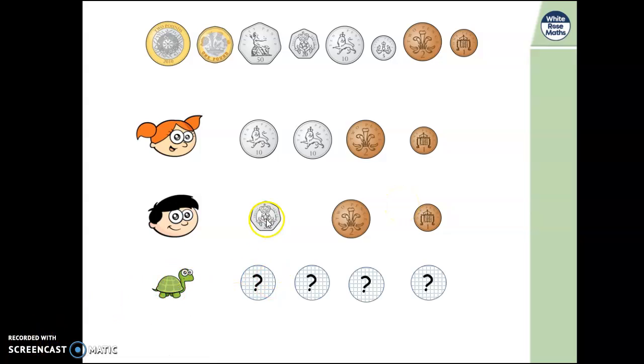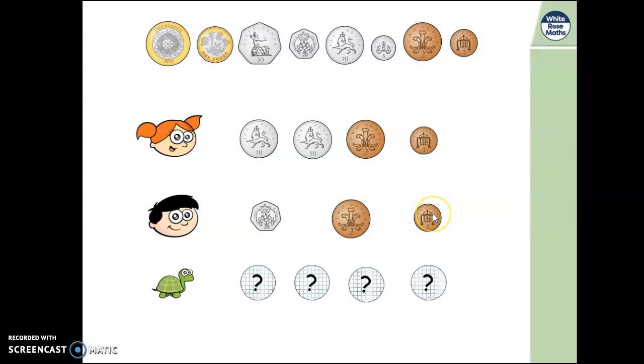So this tortoise here, he's got 4 coins as well. But we have to make it different to this. So remember, we need to look at this here. This was the original number, the amount of coins and the value of the coins.